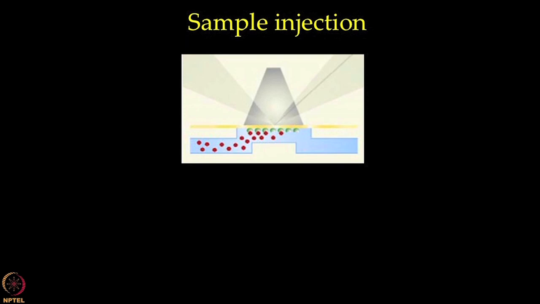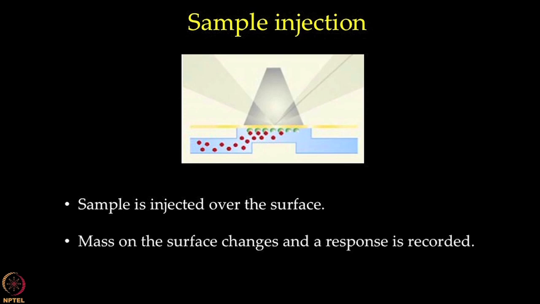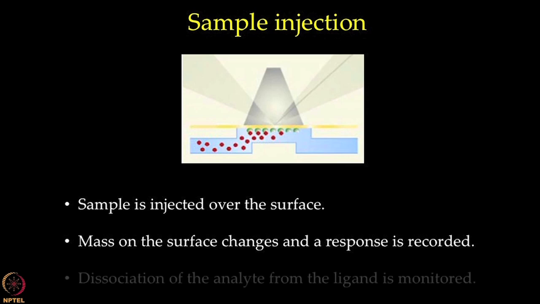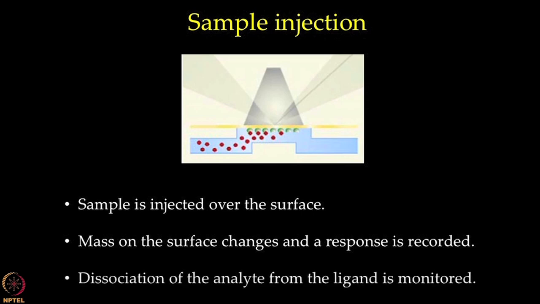During sample injection, the analyte is injected over the surface with a constant flow and concentration. Analyte in the sample binds to the immobilized ligand on the surface. The mass on the surface changes and a response is recorded. After sample injection, buffer flows over the surface to allow monitoring of analyte dissociation from the ligand.